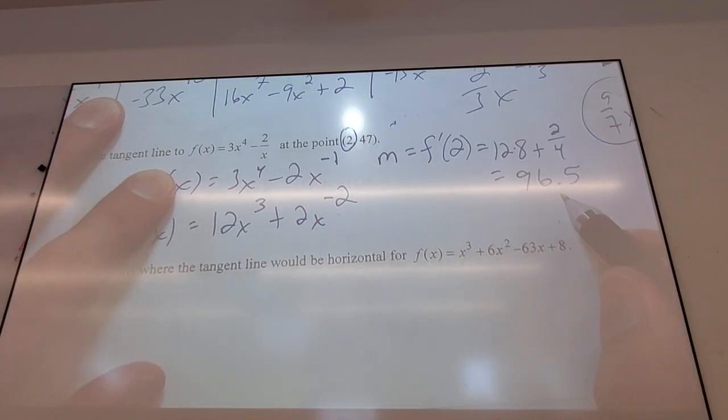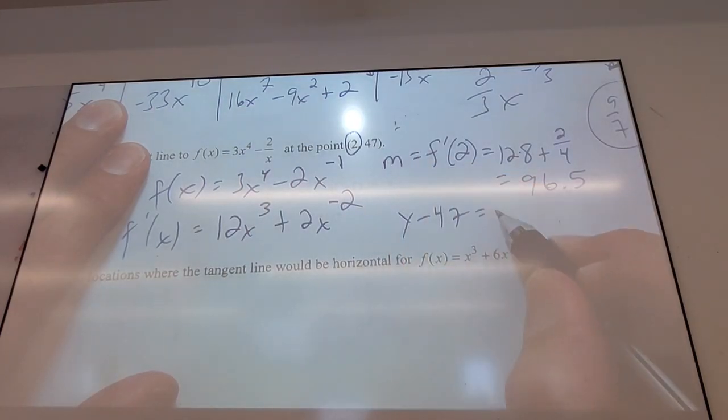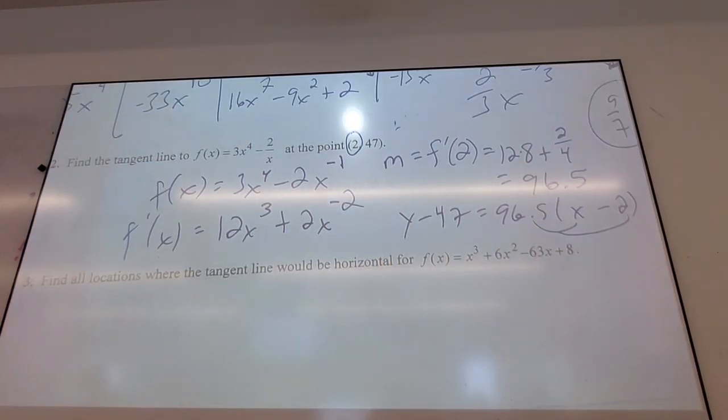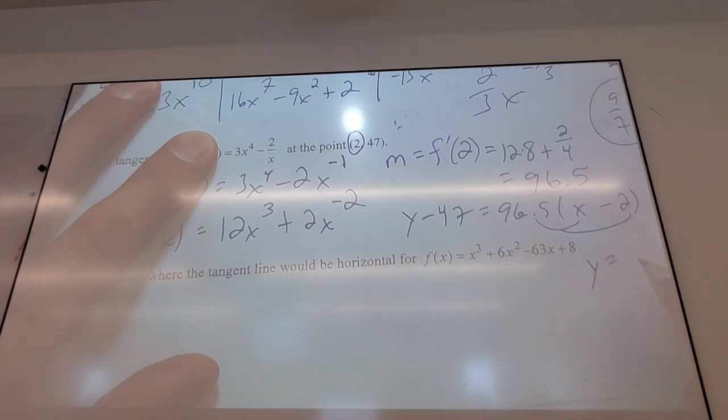So that's my slope. So how do I piece together my line? y minus the y piece equals the slope times x minus the x piece. And then you distribute, blah, blah, blah. I just don't care. Right, you should solve for y. I'm gonna get 47. Is that alright? Does anybody need to see that? Let's see. So you get y equals 96.5 x.